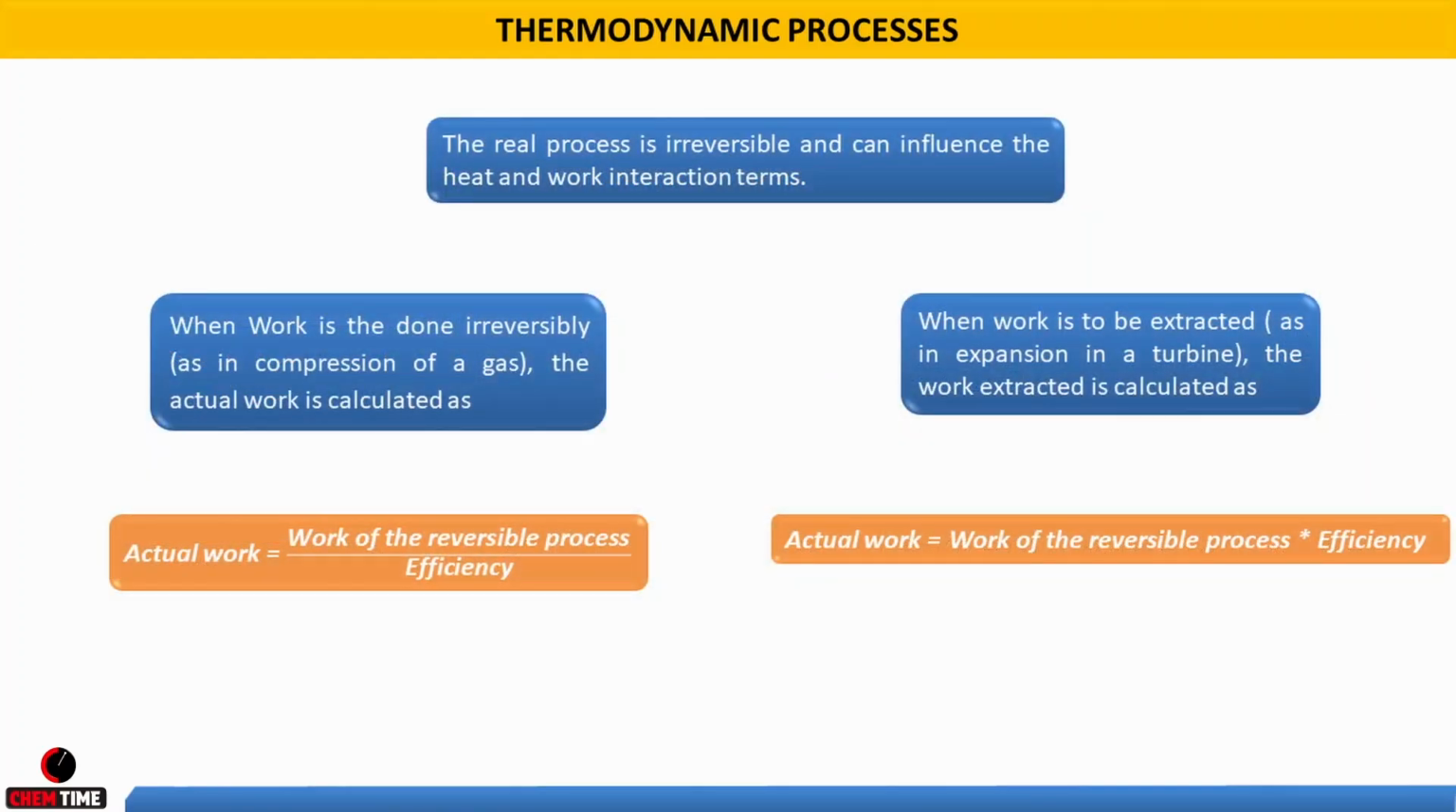But the real processes are irreversible, and therefore they can influence the heat and work interaction terms only, because the change in internal energy and the change in enthalpy for an ideal gas are dependent only on temperature and they are point functions. When work is done irreversibly, as in the case of a compression of a gas, we can calculate the actual work as work of reversible process divided by efficiency. And when work is to be extracted, as in the case of an expansion in a turbine, the work extracted can be calculated as actual work is equal to work of reversible process times efficiency.